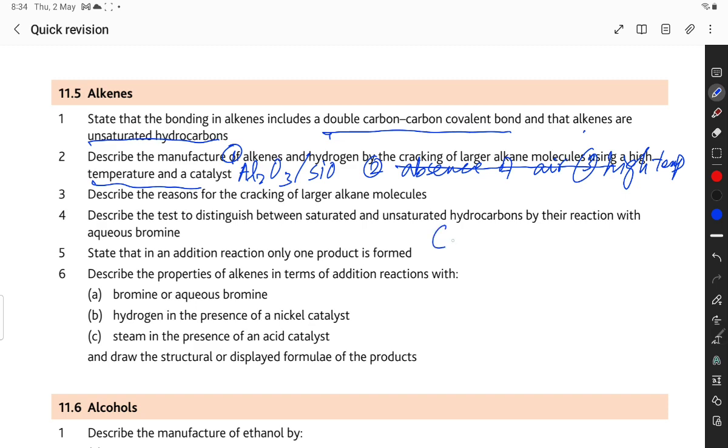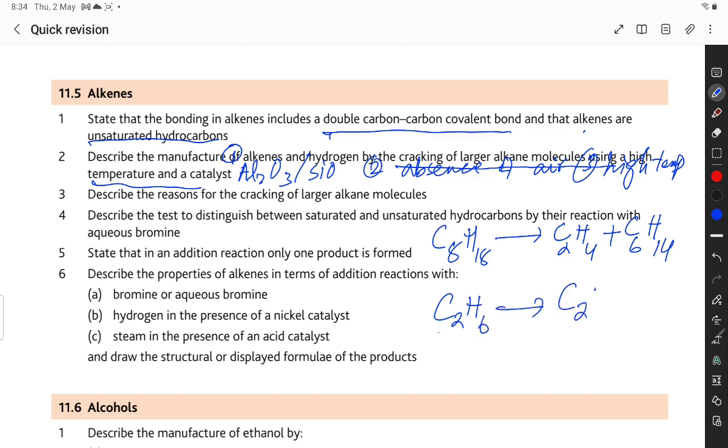Describe the reactions, for example C8H18 forms C2H4, this is an alkene, and C6H14, this is hexane, and this is ethene. And if C2H6, this is ethane, forms C2H4 plus H2, hydrogen is also formed. This is cracking and these are the conditions.